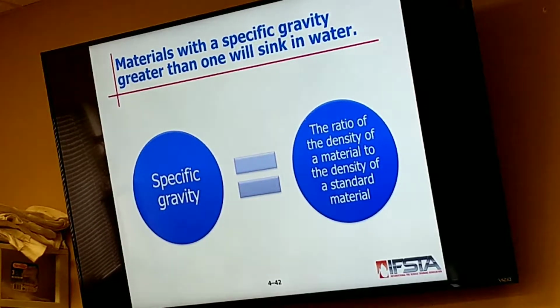Materials with a specific gravity less than 1 will float on water, and if it's more than 1, they sink in water.